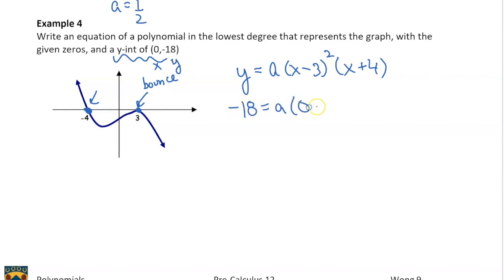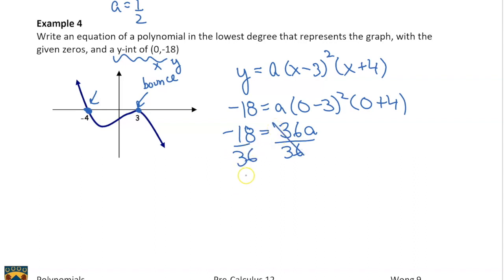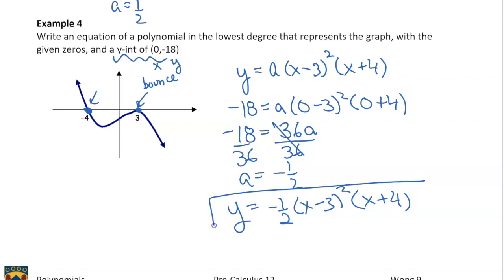-18 equals a times 0 minus 3 squared, 0 plus 4. And here we get 9 times 4, 36. So we get 36 times a. And our a value will equal negative 1/2. So then we could say y equals negative 1/2 x minus 3 squared x plus 4. Okay.